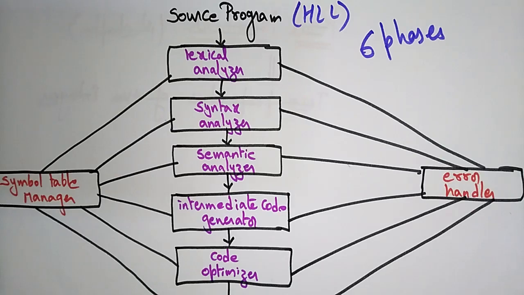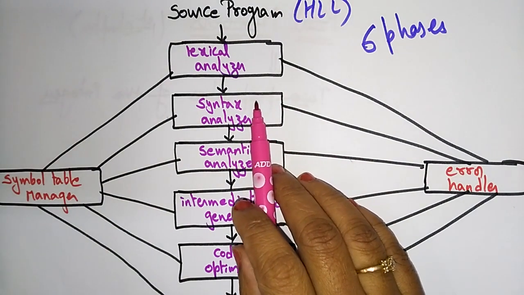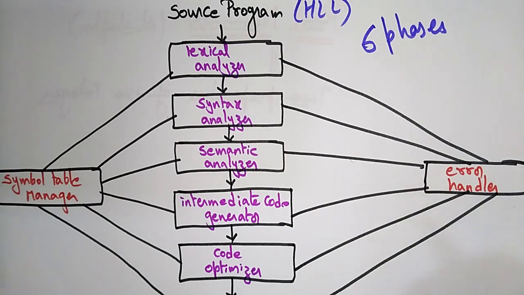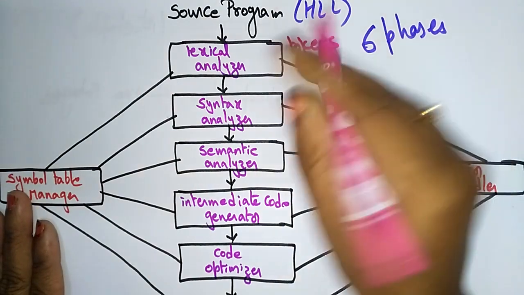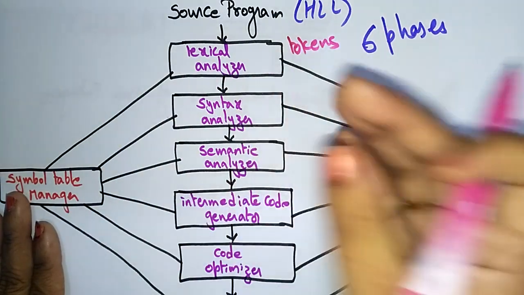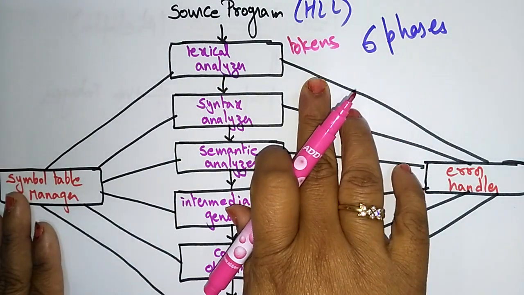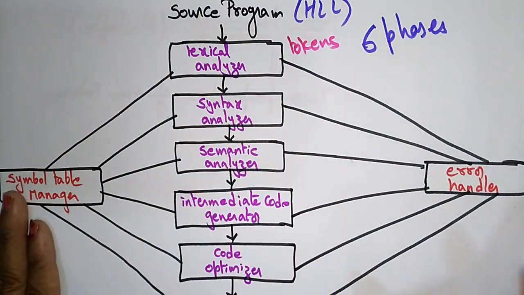Hi students, let's continue with the phases of compiler. So in the previous video, I explained what is lexical analyzer. The lexical analyzer reads a stream of characters making up the source program and groups the characters into meaningful sequences called lexemes. The lexical analyzer represents these lexemes in the form of tokens. So the thing you have to remember is that whatever sequence of statements it is receiving, those statements are converted in the form of tokens in the lexical analyzer.